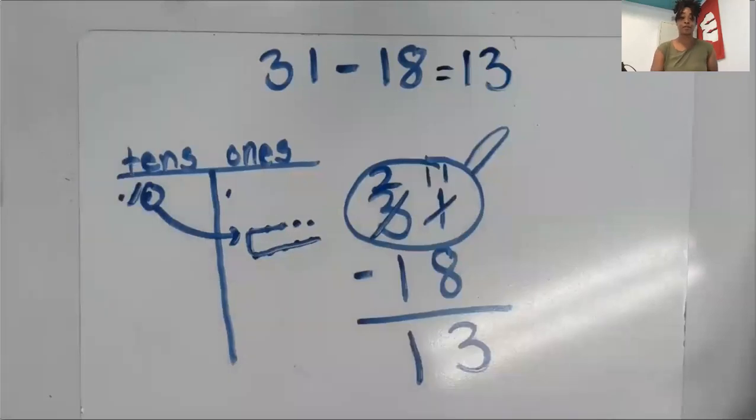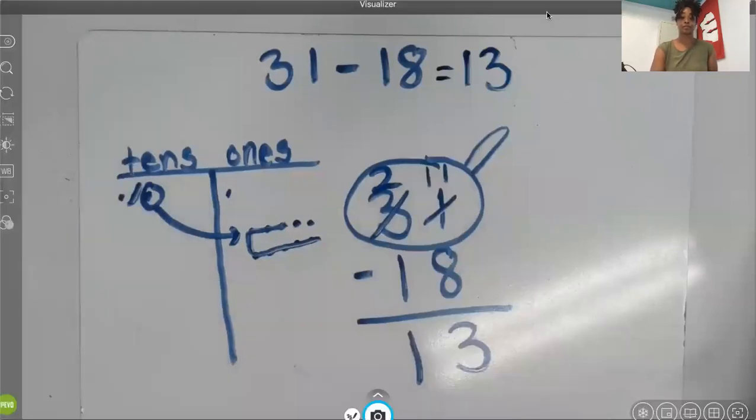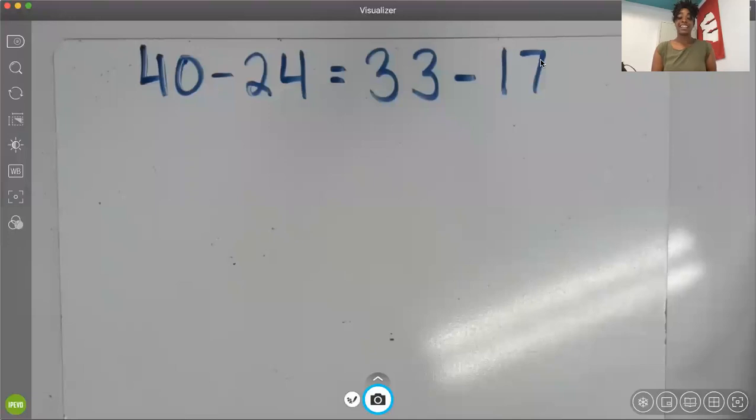Let's do another problem. Take a look at my new number sentence. I want to know, is this number sentence true or false? Let's find out. Let's start with 40 minus 24, and let's use the chip model and vertical form just like we did for problem 1. Draw your place value chart and rewrite this problem in vertical form on your personal whiteboards now.